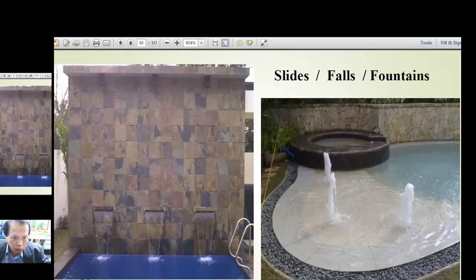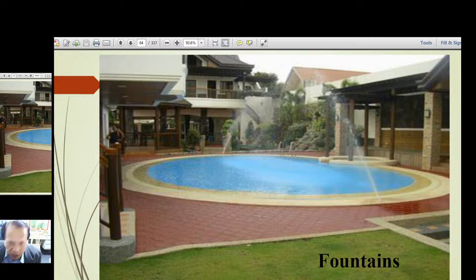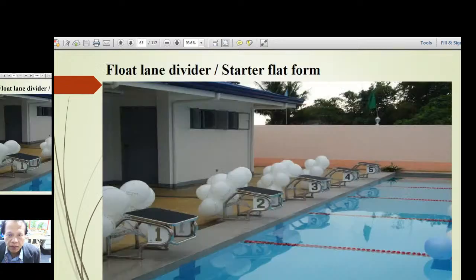Here are also falls, and on the right side are fountains. And here is another sample of a fountain on both sides of the pool. And here are float lane dividers, and of course some starter platforms. So this is for competition.